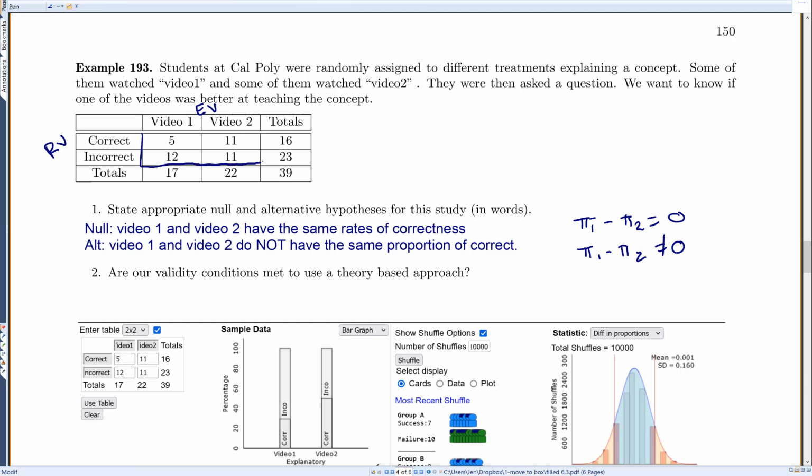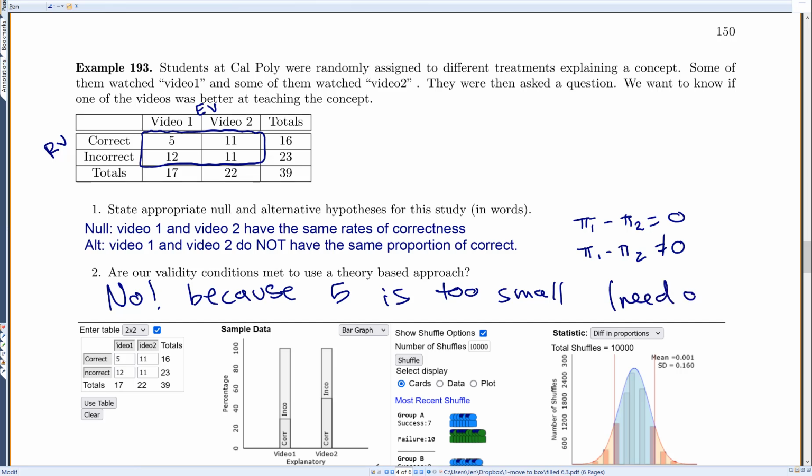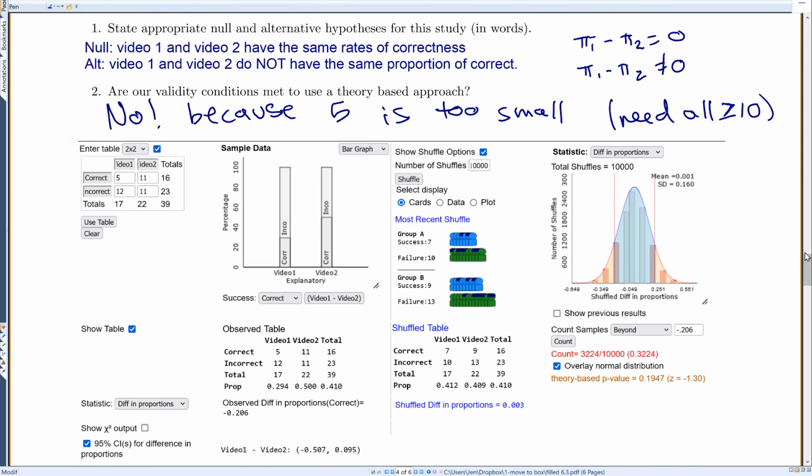Well, remember, we only look at our actual successes and failures, not the totals. And we need all of those to be at least 10. In this case, no, because 5 is too small. The others are okay, but 5 is too small, and we need all of them to be at least 10. So because our counts are too small for the theory-based approach, we have to use simulation.